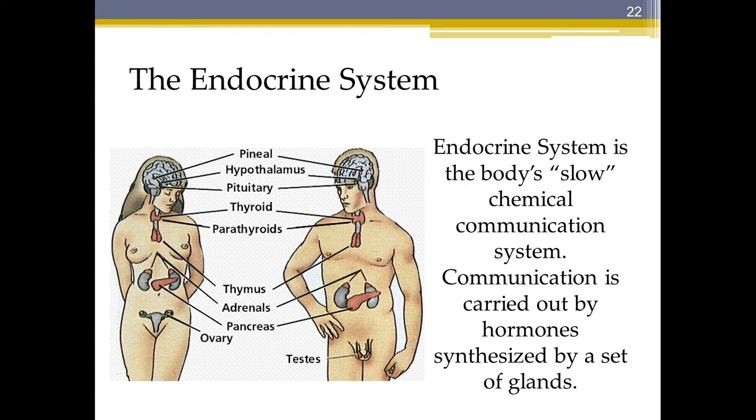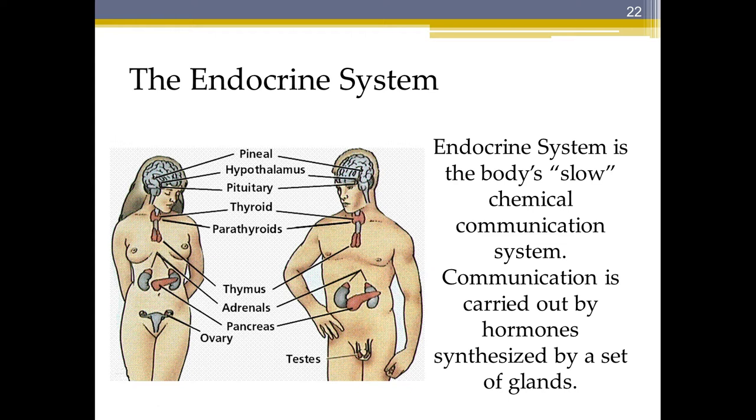Now, after all of the different ways of looking at the nervous system, we move on to the endocrine system. This is the hormonal communication portion of the chapter. And this is the slow communication, because the hormones are generated in one of these many glands and then dumped out into the bloodstream.